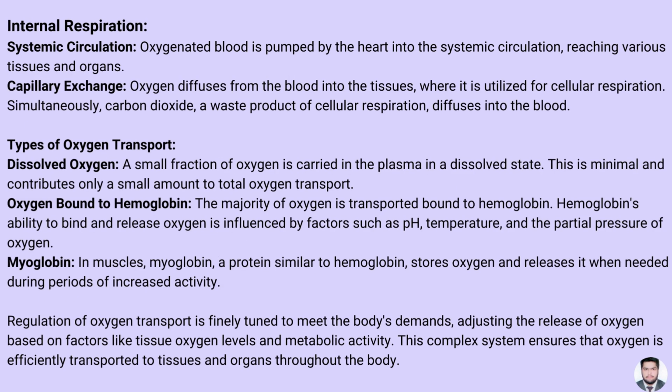Internal respiration, systemic circulation. Oxygenated blood is pumped by the heart into the systemic circulation, reaching various tissues and organs. Capillary exchange. Oxygen diffuses from the blood into the tissues where it is utilized for cellular respiration. Carbon dioxide, a waste product of cellular respiration, diffuses into the blood.